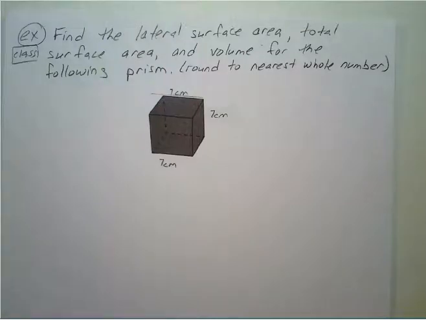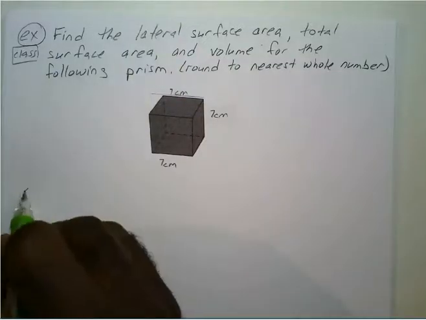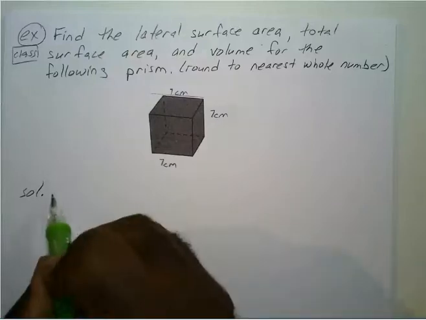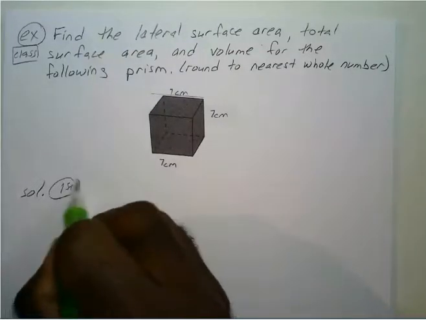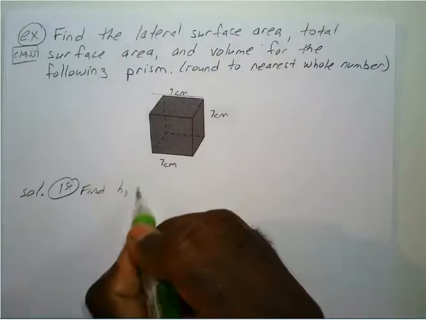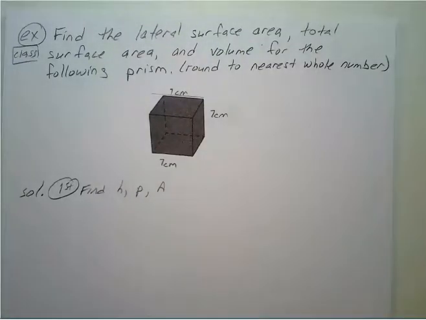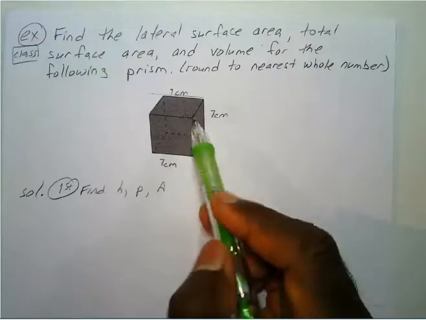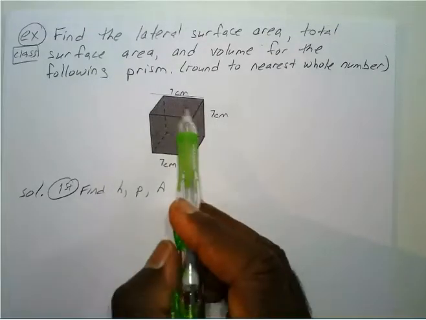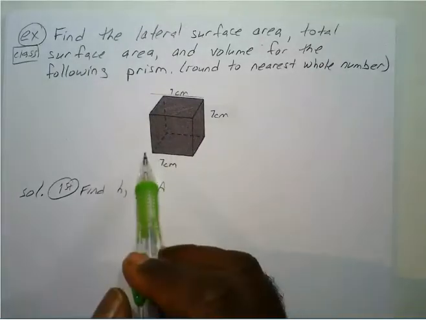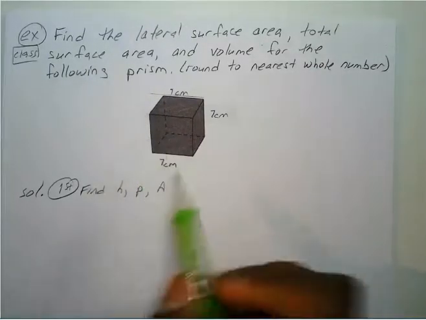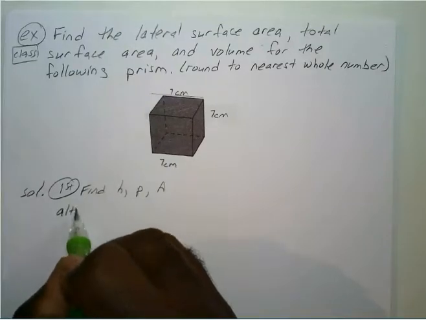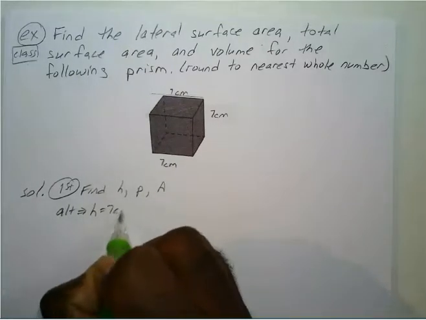All right, so I'm assuming you've pressed pause and you have worked it out. So let's go ahead and verify your answer. Okay, so for this one, of course, first thing you want to do is find your altitude, perimeter of the base, and the area of the base. Okay, so our altitude, it doesn't matter which side we make the base, which side we make the altitude, all of these are the same. So if we make this top the base, and the bottom the base, then our altitude is going to be the distance between those two, which is going to be 7. So our altitude, h equals 7 centimeters.